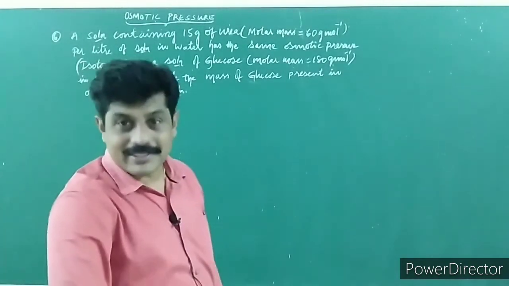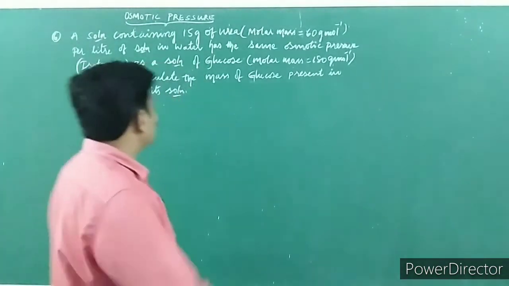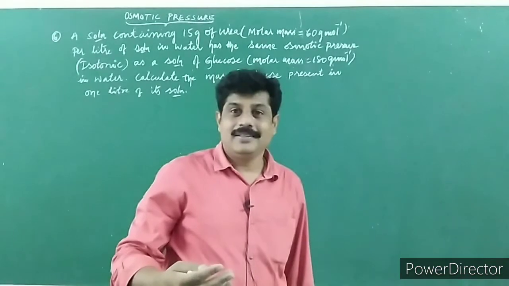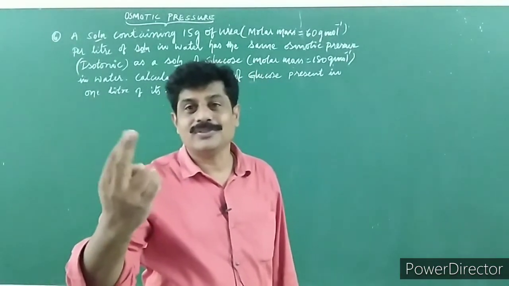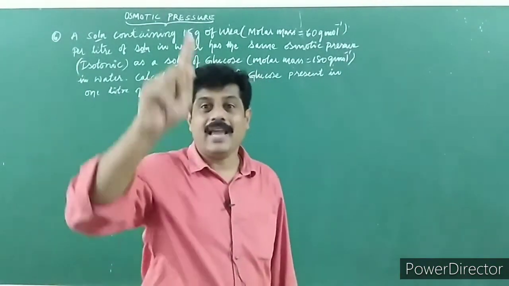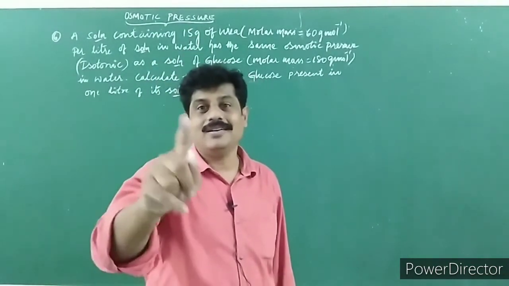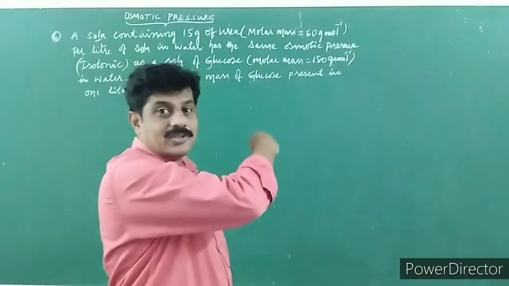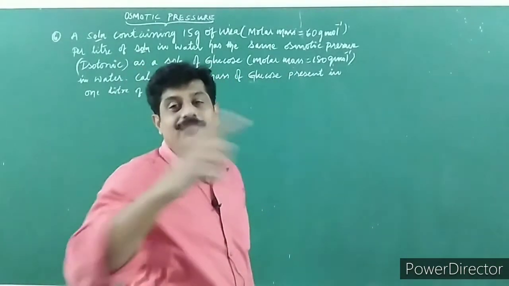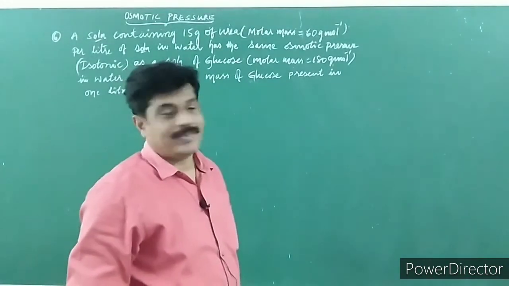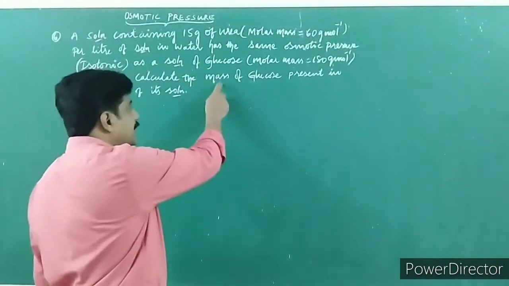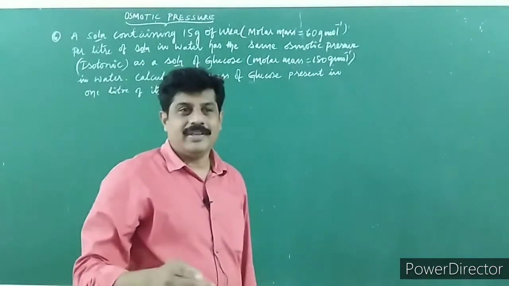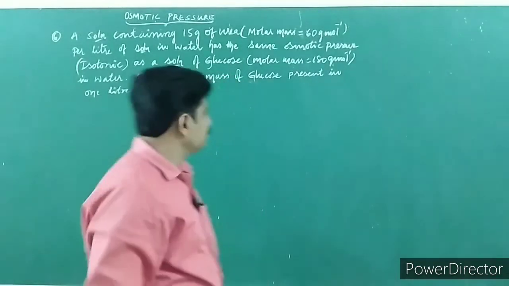Children, one clue is given. What is the clue here? The clue is isotonic solution. What does isotonic mean? Two solutions of different substances having the same osmotic pressure are called isotonic solutions. That means in this numerical, the solution of urea is isotonic with the solution of glucose. What are they asking? They are asking to find out WB of glucose present in 1 liter of solution. Very simple. Let me take up this numerical.